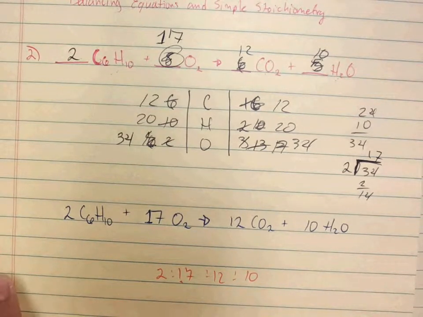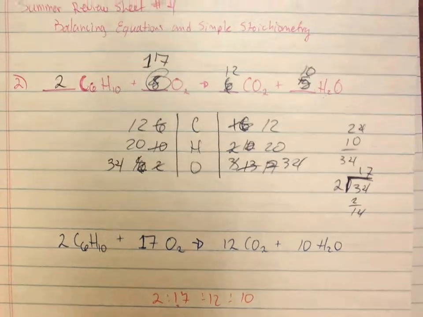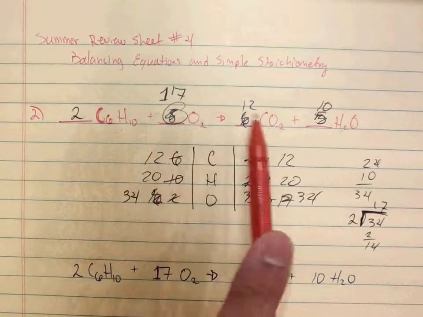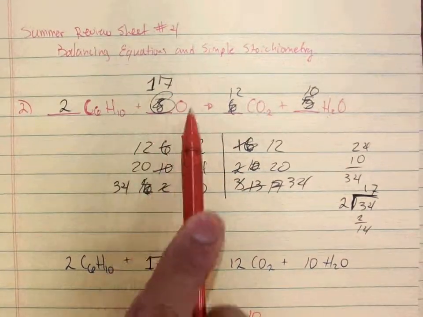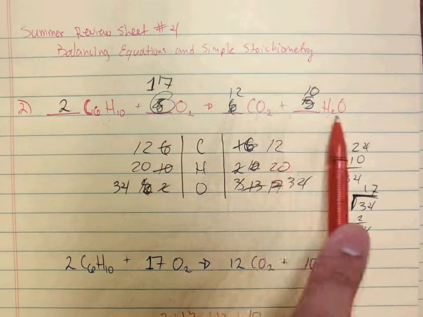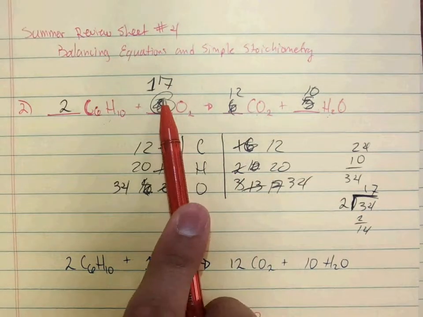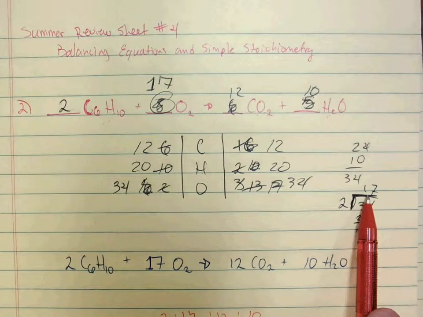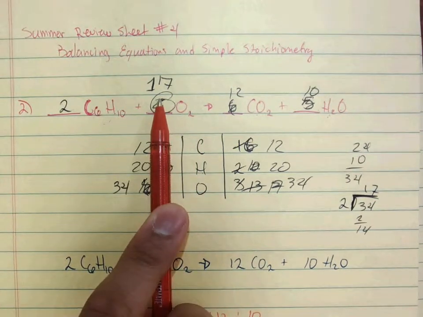So that is how I get my answer. If you notice, I doubled everything except the oxygen. Once I knew how many oxygens I had to make after doubling it, I could figure out what number to put there. So that's why I'm working with oxygen last.